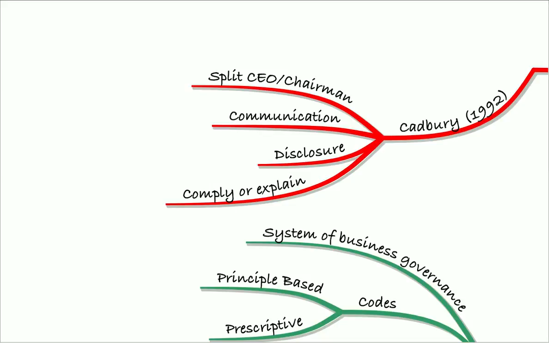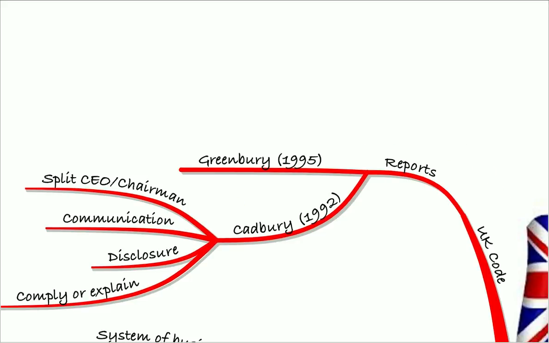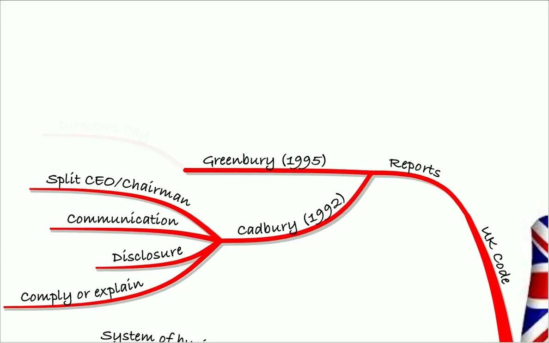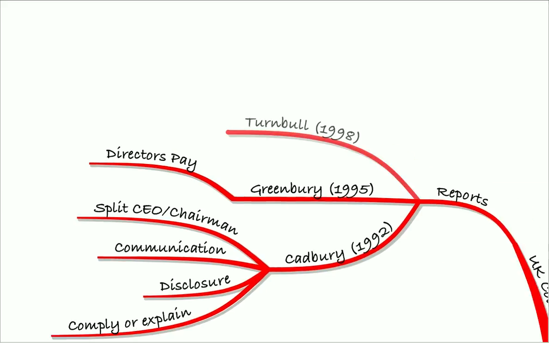So that brought in the principles-based code, as in comply with it or explain in your financial statements why you haven't done so. Moving on to 1995 then, we saw the Greenbury Report. This was focusing particularly on directors' pay and how that pay should be not excessive but enough to retain the directors. And again, we'll look at that when we look at the Remuneration Committee.